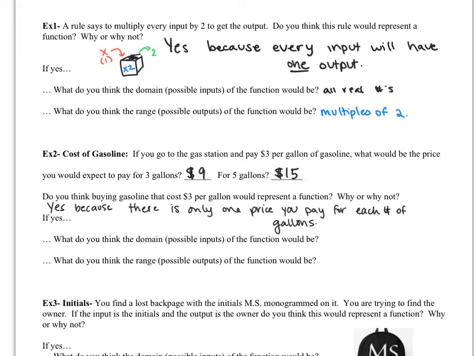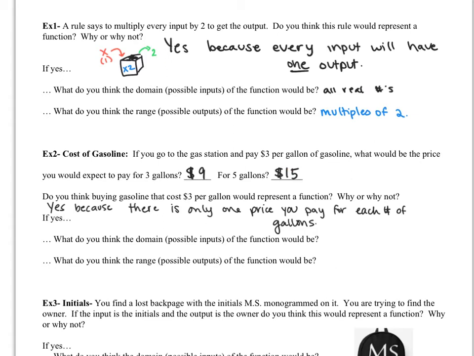So for 3 gallons at $3 per gallon, I would pay $9. For 5 gallons at $3 per gallon, I would pay $15. Do I think this is a function? Yes. The reason is because there's only one possible price that you would pay for each number of gallons. If it's 3 gallons, it's going to be $9. There's no other possibility, assuming that we're all paying $3 per gallon. If it's 5 gallons, it's going to be $15. There's no other possibility. So that would be a function.